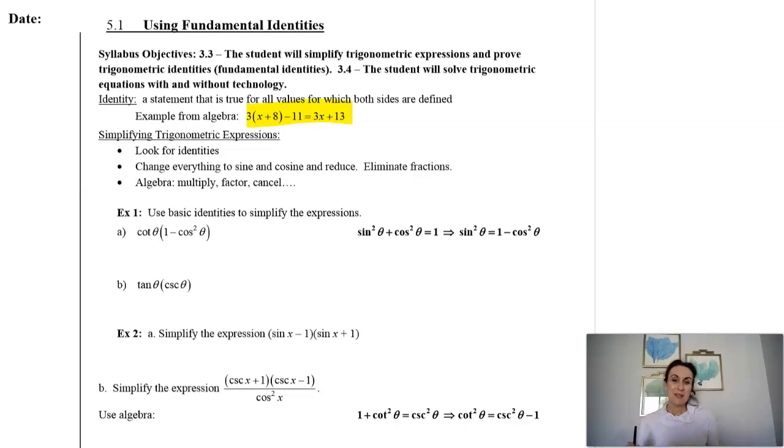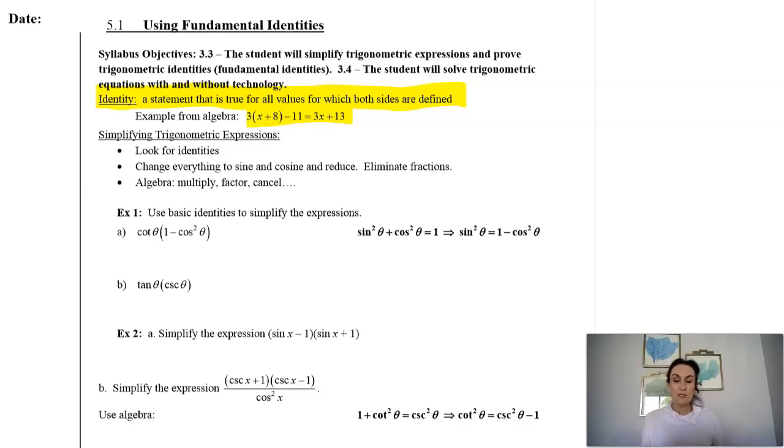Hi everyone, so today we're looking at 5.1, using fundamental trig identities. An identity is simply a statement that is true for all values on both sides. So here's an algebraic example of an identity where those two sides are equal.